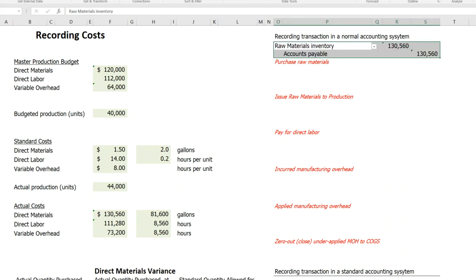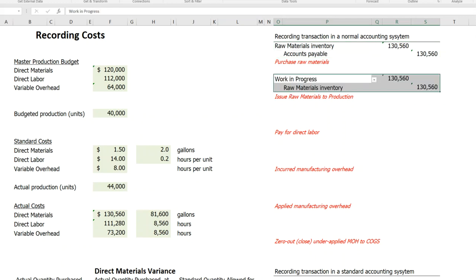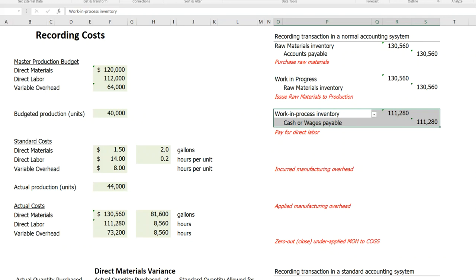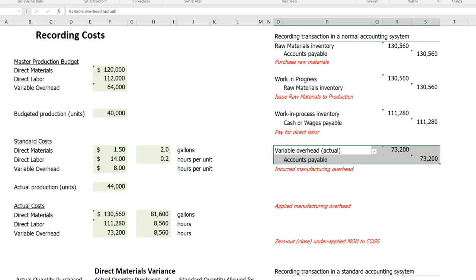When we purchase raw materials, we will debit raw materials inventory for the amount of the purchase and credit accounts payable. When we issue materials to production, we use actual quantities and actual costs, and we credit raw materials inventory and debit work in process. When we incur direct labor cost, we debit work in process inventory and credit cash or wages payable or some sort of account. When we incur manufacturing overhead, recall we debit manufacturing overhead and we credit accounts payable. In this case, we've simply said variable manufacturing overhead. We've distinguished it from fixed. We don't have to do that.